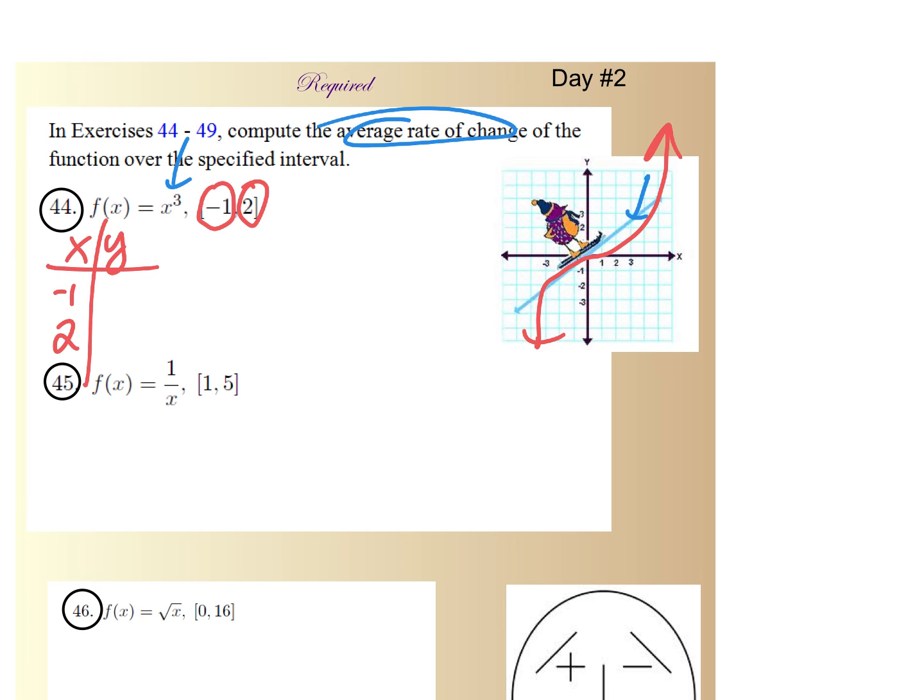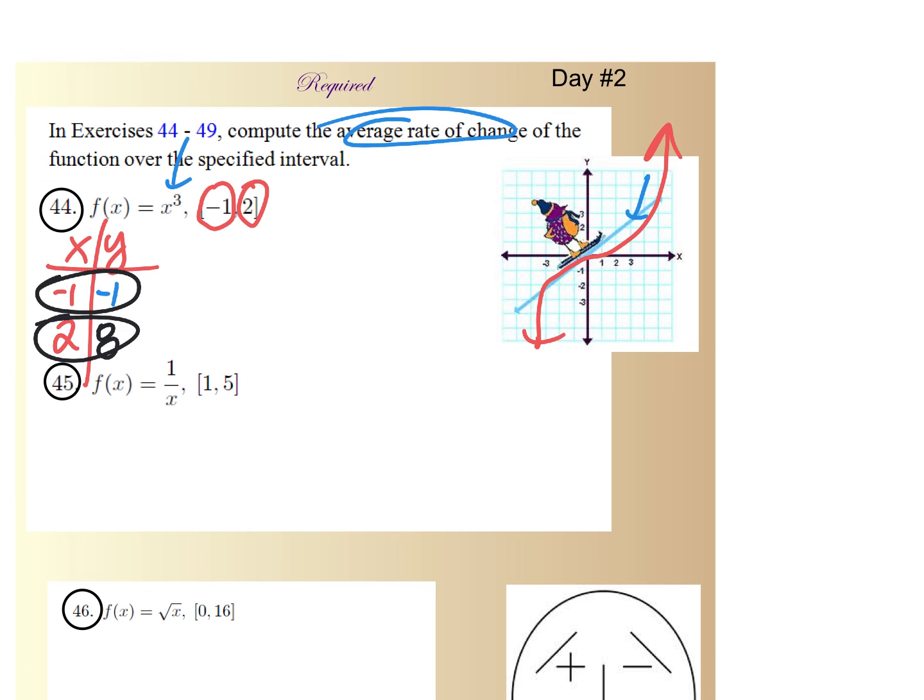Smirlo, what'd you get when you put in -1? And you got -1, you're correct. -1 to the third is -1. Okay, how about the 2? Hannah, you got that one? It would be 8. Yep. So I've got 2 points. -1, -1, and 2, 8.